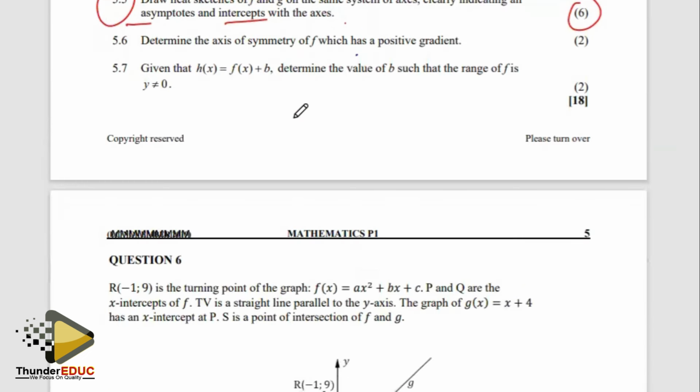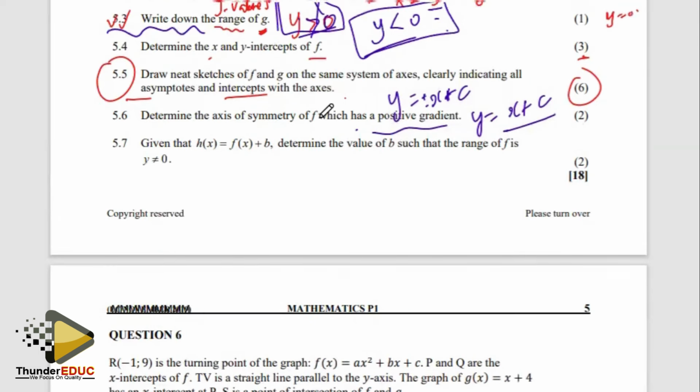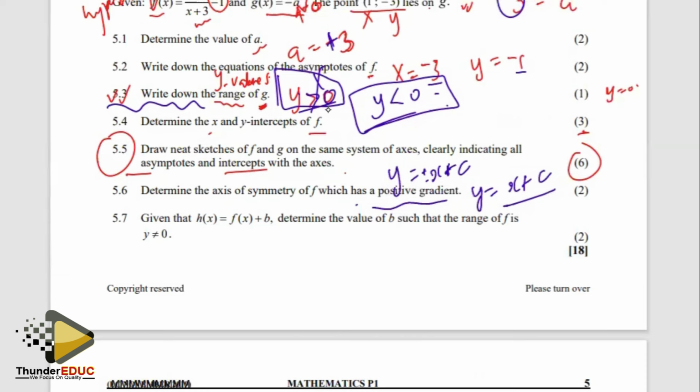Then 5.6, determine the axis of symmetry that has a positive gradient. So axis of symmetry will always be given as X plus C. It's positive or negative. Now, since our interest is a positive, so it's just x plus c. Then for us to get the c value, use the asymptotes. So the asymptotes are -3 and -1. Okay, y is -1, x is -3. Move the -3 that side, c becomes a 2. So which means it's x plus a 2.